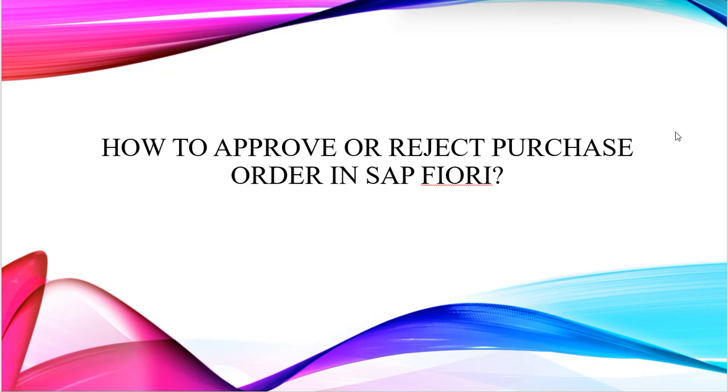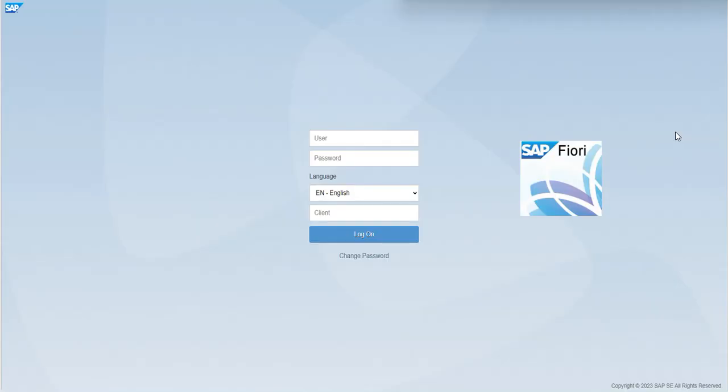Hello everyone. Today in this video you will learn how to approve or reject a purchase order in SAP Fiori. We can do this in simple steps. First of all, we have to log in to our SAP Fiori by using username and password.